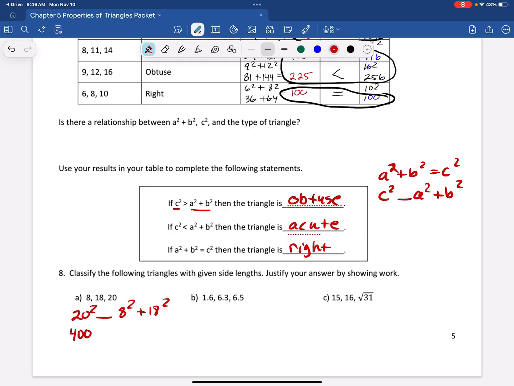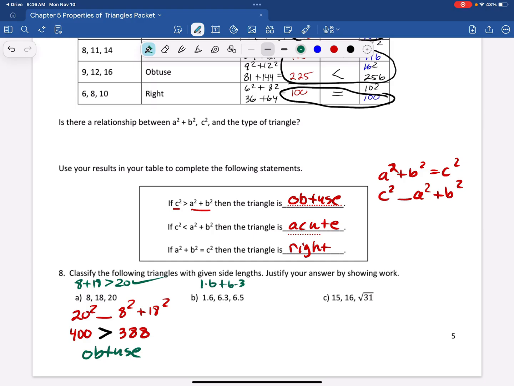And let's compare that to 8 squared plus 18 squared, which is 388. So that is greater. So since it's greater, if you put these three sides together, that would be an obtuse triangle. Now, before you even do that, let's test: is 8 plus 18 greater than 20? And it is. So we have to make sure that it's a triangle to begin with. And it is a triangle. Okay, so let's look up here.